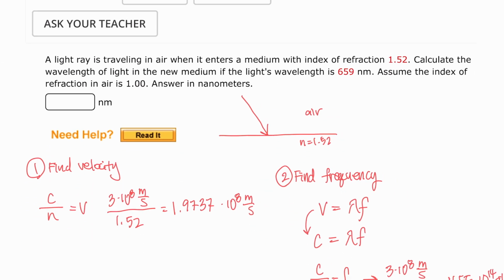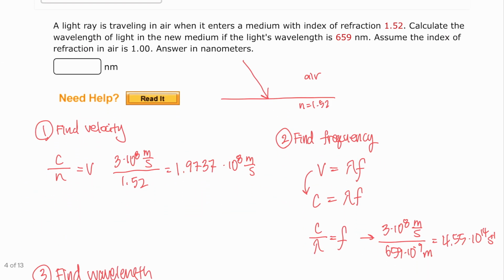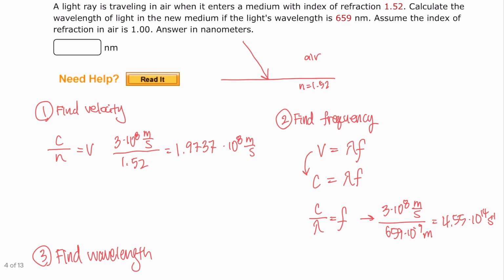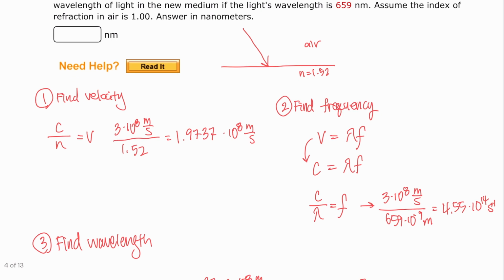And then I have this question, which asks us to find the wavelength. So first I found the velocity. I have the speed of light over the refractive index equals the velocity. The speed of light is the same, and the refractive index we're given here, and I found the velocity using that. Second step is to find the frequency, and I think this is in the formula sheet.